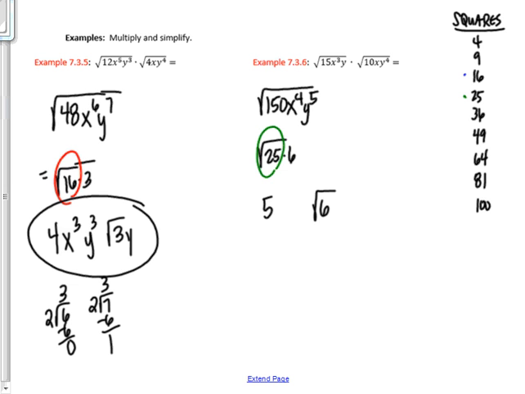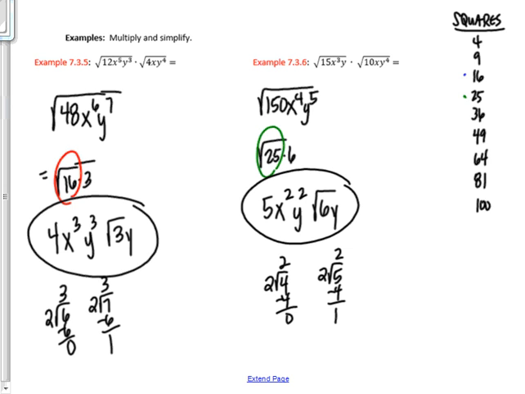Okay, now divide the x's and y's by 2. So 2 into 4 goes 2 times with none left. So 2 x's out. And I need to do 2 into 5 goes 2 times with 1 left. So 2 y's out, 1 y left in.